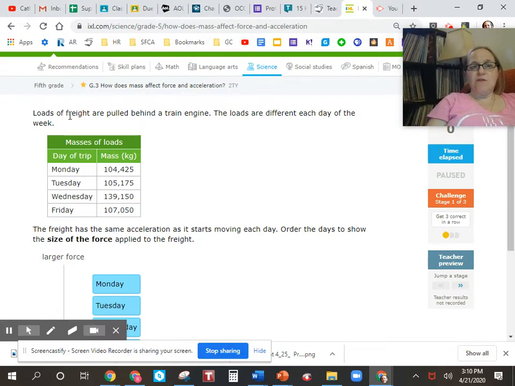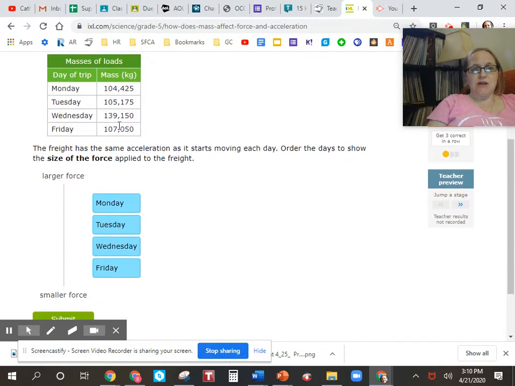So, loads of freight are pulled behind a train engine. The loads are different every day of the week. So we can see right here, we have our train loads. Okay, and it's talking about mass, so I'm going to pay very close attention to the mass. The freight has the same acceleration as it starts moving each day. Order the days to show the size of the force applied to the freight. So we're looking at the mass and the size of the freight.